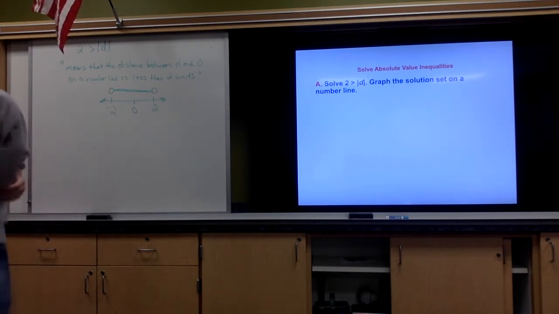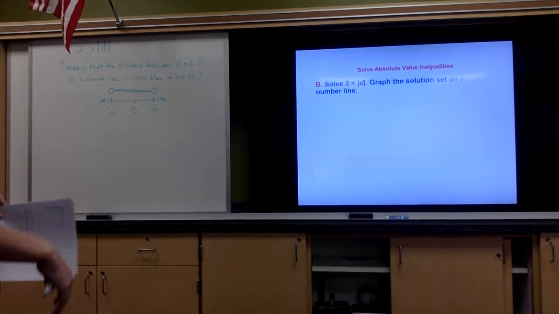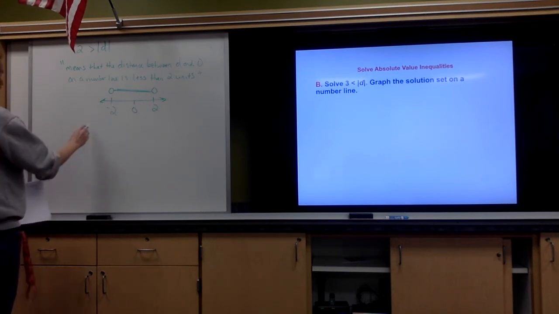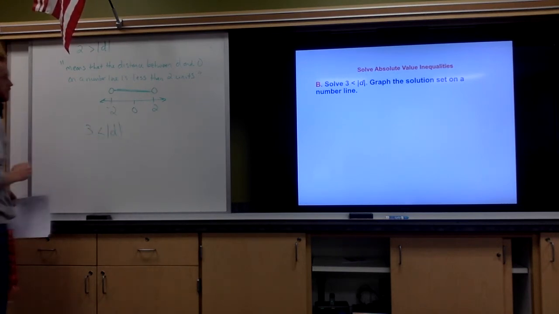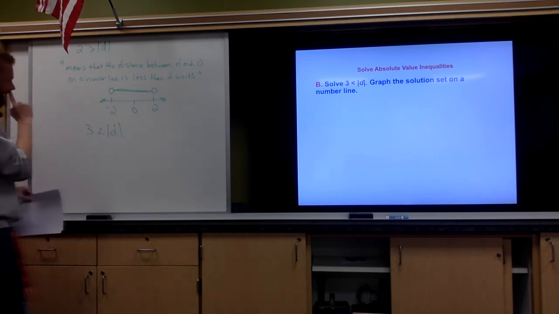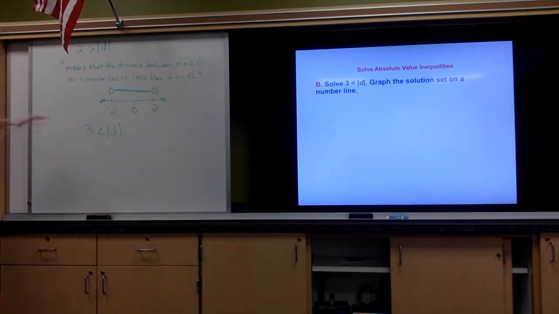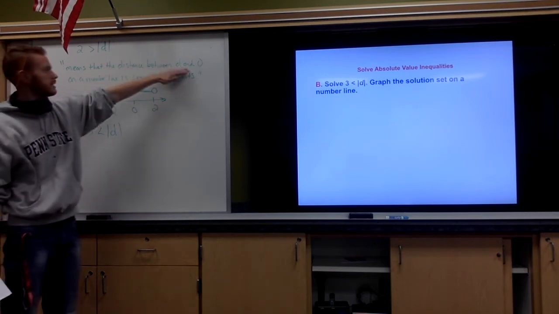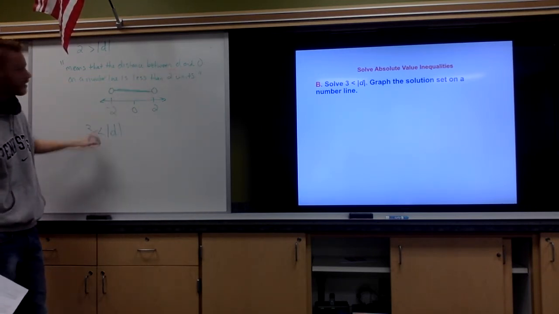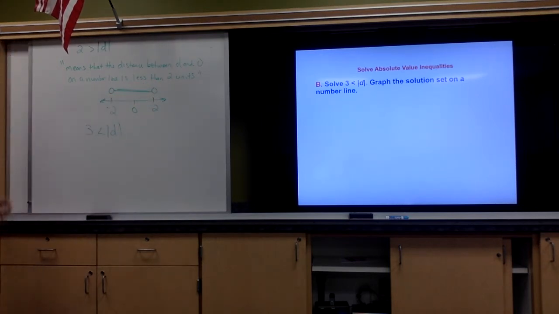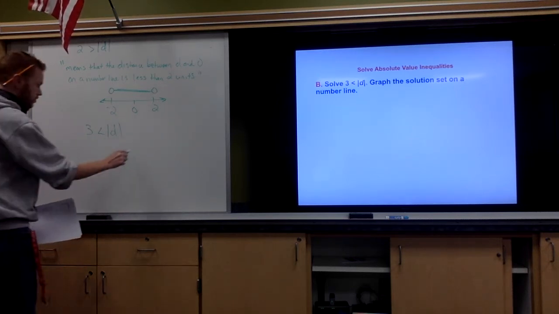Okay, let's try another one, and then we'll talk about how to solve this algebraically. So 3 less than the absolute value of d. Now, how would I write this? Well, it would be the distance between d and 0 on a number line is greater than 3 units. So I'm looking for distances that are bigger than 3 from 0. So let's draw a number line again.